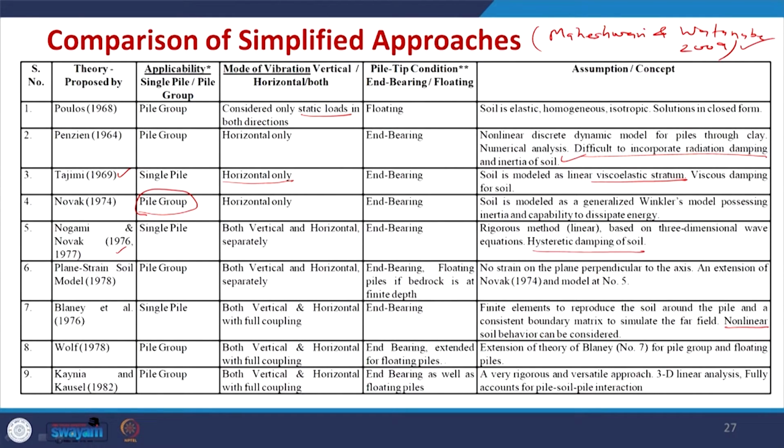And the last one, Kenya and Kozol, I think this was the first systematic work on pile group, both vertical and horizontal with full coupling, and end bearing as well as floating piles has been considered in this case. So, a very rigorous and versatile approach, 3D linear analysis fully accounts for soil pile interaction. So, we have already discussed two of them in this list, Tazmi and the Nogami Novak, and then we are going to talk about this third one now, Novak. So, let us discuss Novak 1974, and then we will talk about one more simpler.